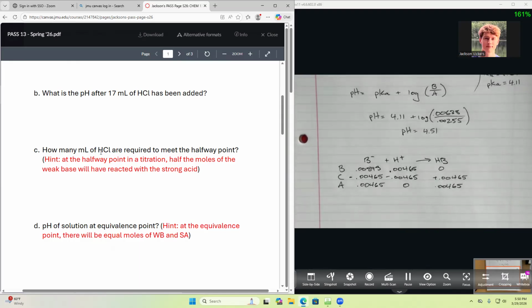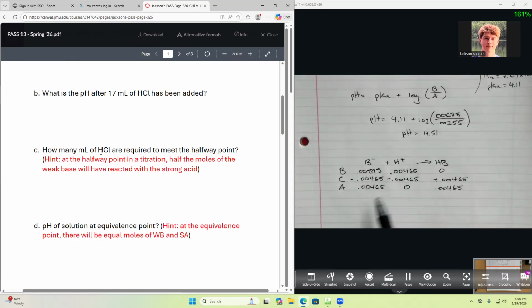So why did I put this here? Because when we are doing one of these BCA tables, the smaller amount is what we're fully reacting away, right? So if we're getting rid of half of our base, that means that whatever that half amount is, we've needed to add that many moles of hydrochloric acid to get there. Because it's going to be the exact amount that we add here is what's getting subtracted here.